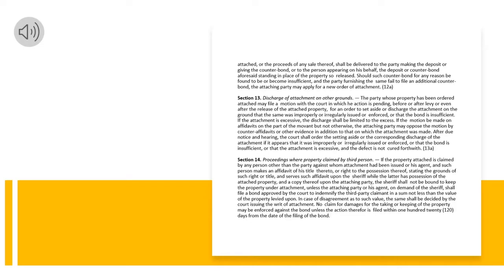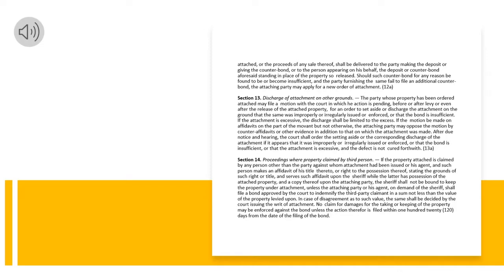The party whose property has been ordered attached may file a motion with the court in which the action is pending, before or after levy or even after the release of the attached property, for an order to set aside or discharge the attachment on the ground that the same was improperly or irregularly issued or enforced, or that the bond is insufficient. If the attachment is excessive, the discharge shall be limited to the excess.